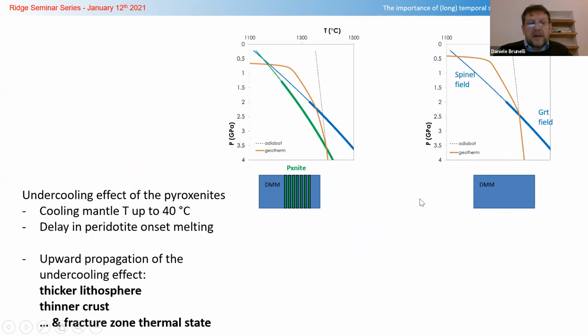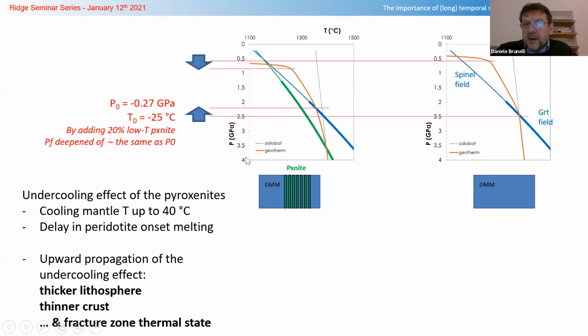So if we look at a little bit more complicated situation, and we add the phase transition from garnet to spinel field, we see that the low solidus lithology also keeps the garnet fingerprint until much shallower depths, as has been well demonstrated by experimental works, while the depleted mantle changes from the garnet to the spinel field at a higher depth. So we have at the same time a delay of the onset of melting of the depleted mantle and a change in the phase relationship of the system.